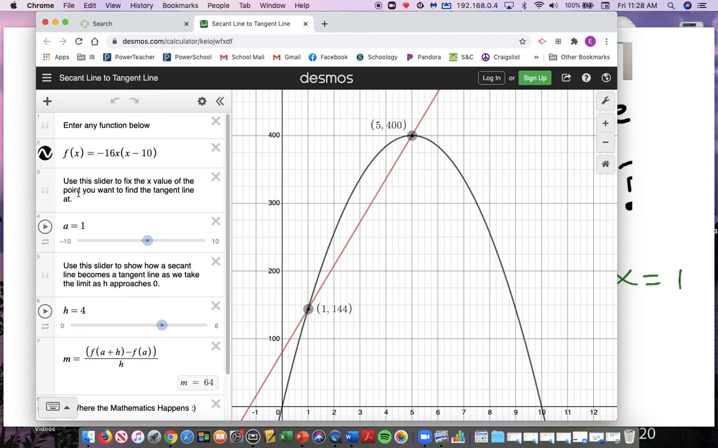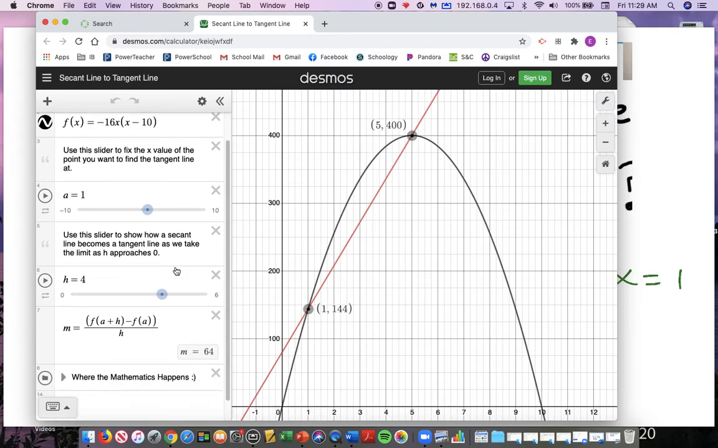So the idea here is use the slider to fix the x value of the point you want to find the tangent. So that's what this slider is right here. I stuck it at 1. So I could move this point right here, but that's where I want to leave it. Use a slider to show the secant line becomes a tangent line when we take the limit as h approaches 0. So let me show you what I got here.